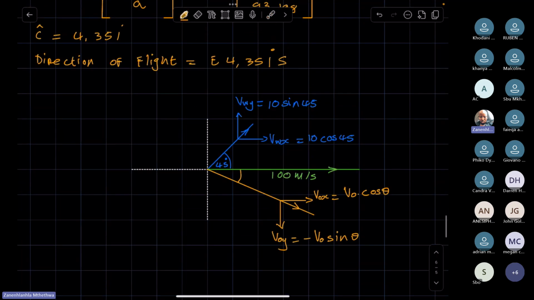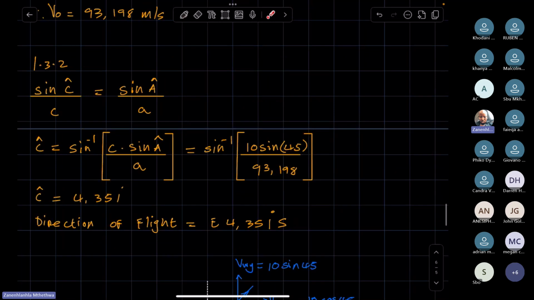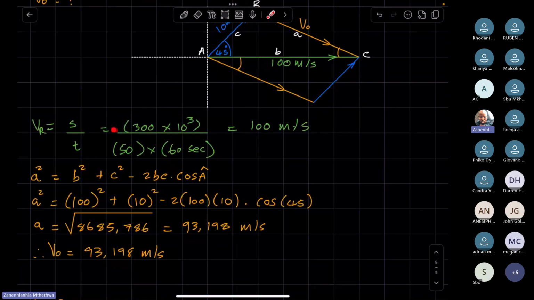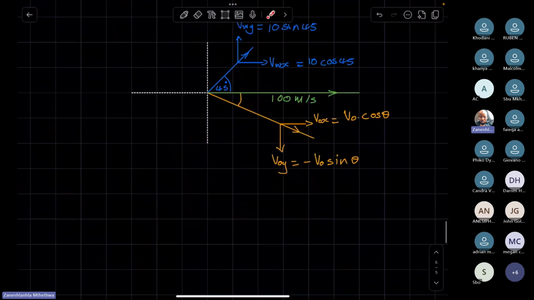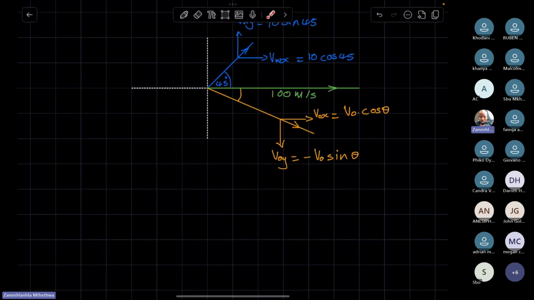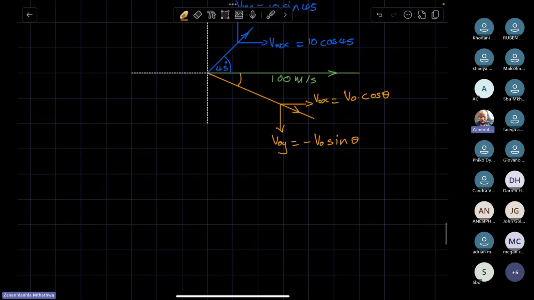Remember, at this point you wouldn't have known what VR is equal to, but you'd essentially do the same thing, calculating VR using this, and you'd conclude that VR is equal to 100 meters per second. Are we together there? Yes, sir. Now, in this case, we have two unknowns: we don't know VO and we do not know theta. Two unknowns means two equations, which you get by applying conditions of equilibrium.